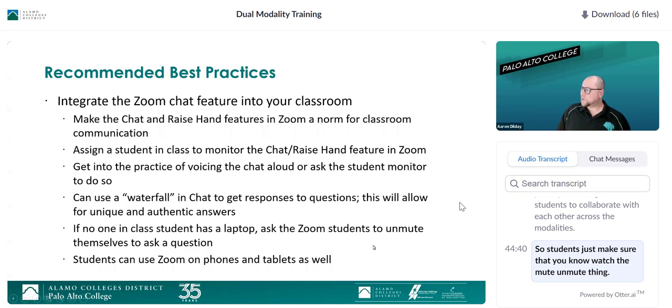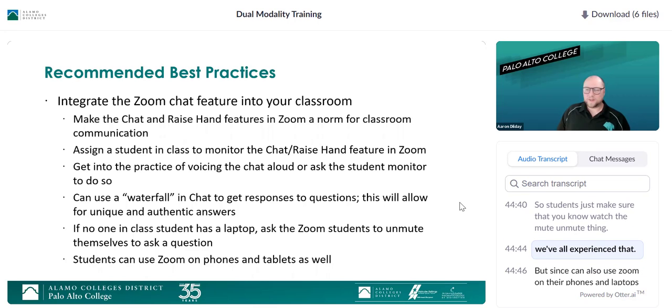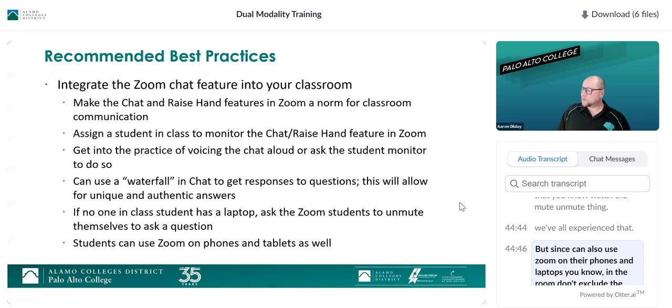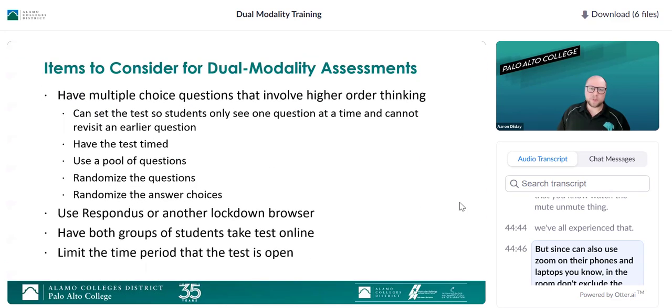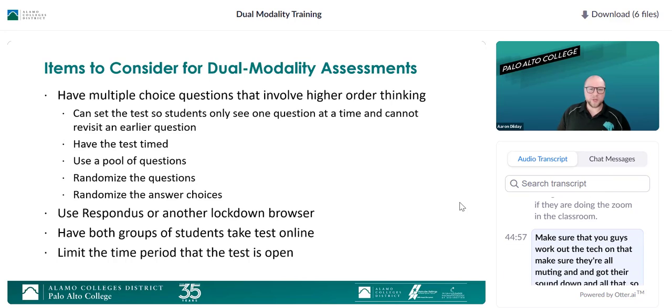So students, just make sure that you watch the mute, unmute thing. We've all experienced that. But students can also use Zoom on their phones and laptops in the room. Don't exclude the roomers from being on Zoom as well. But if they are doing the Zoom in the classroom, make sure that you work out the tech on that. Make sure they're all muting and got their sound down and all that so you don't get the feedback.